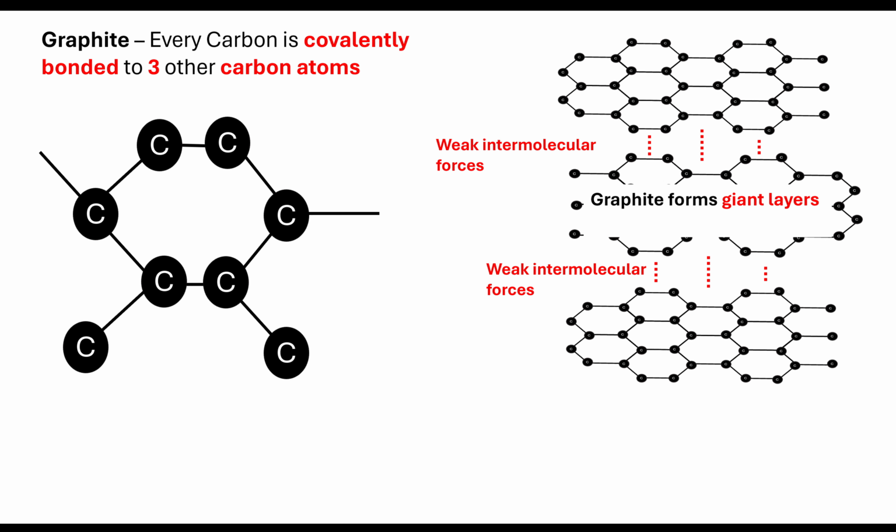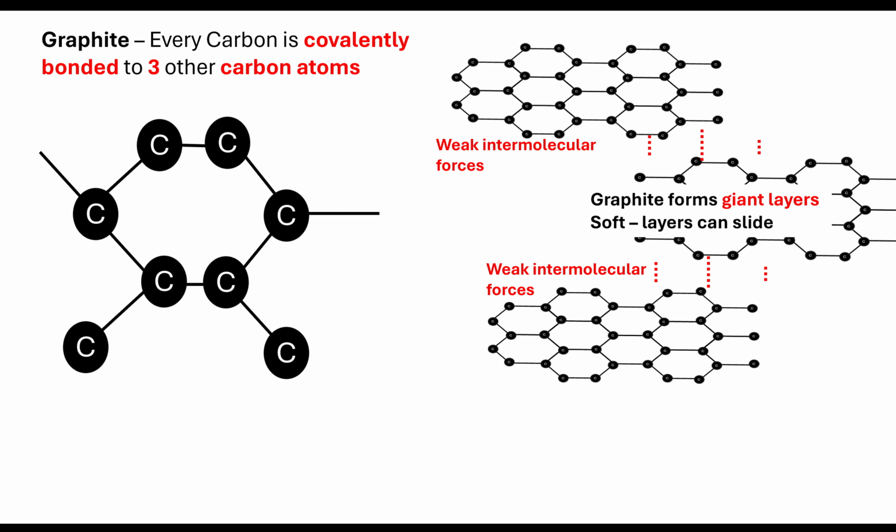Just like I spoke about in my small molecules video, every substance has got weak intermolecular forces. Now, with regards to graphite, these weak intermolecular forces between these layers means that the layers can actually slide over each other, and that's why graphite is soft.